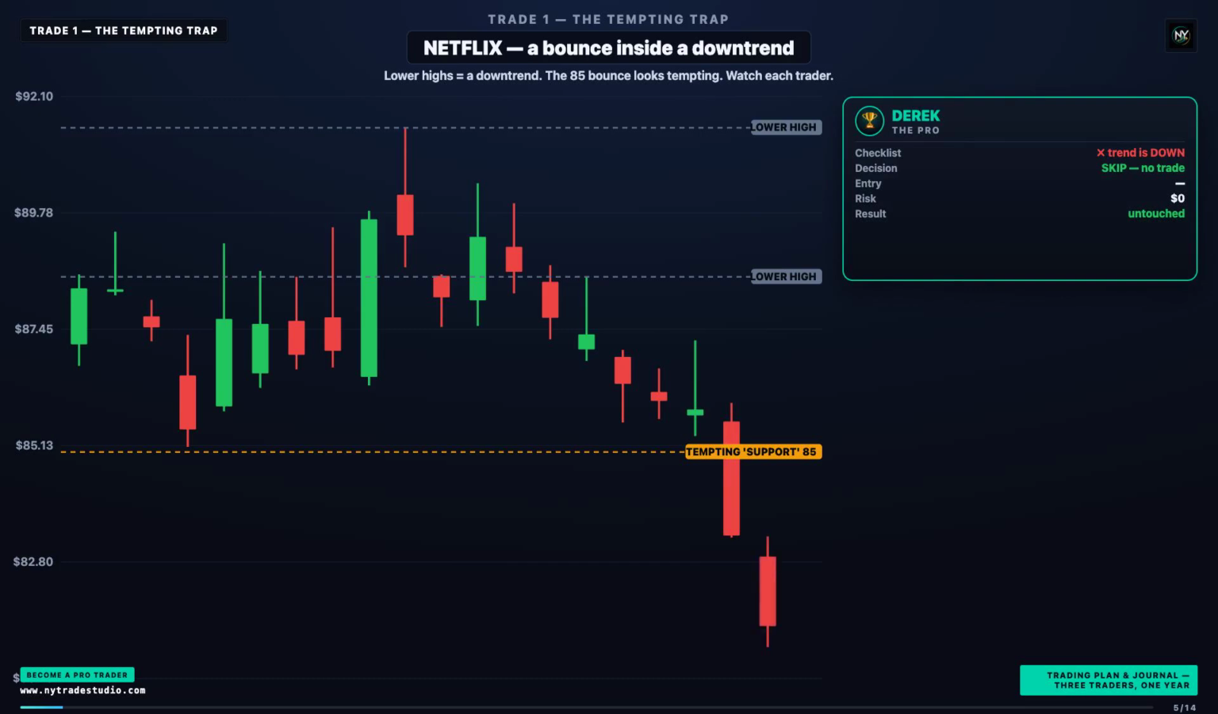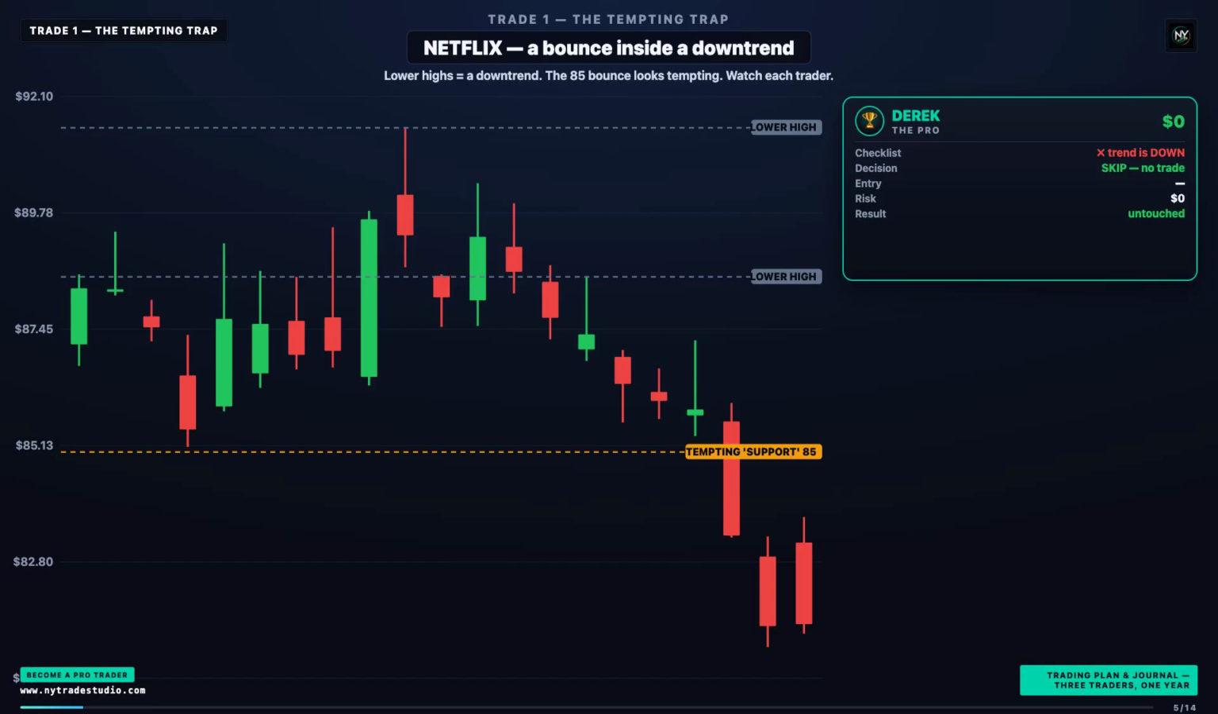Box 1 is the trend up. No, it is clearly down. That is an instant red light, and Derek's rule is simple. He only buys uptrends, so he skips it completely. Look at his card: no entry, 0 risk, account untouched. The checklist just saved him from a trade he was never supposed to take.